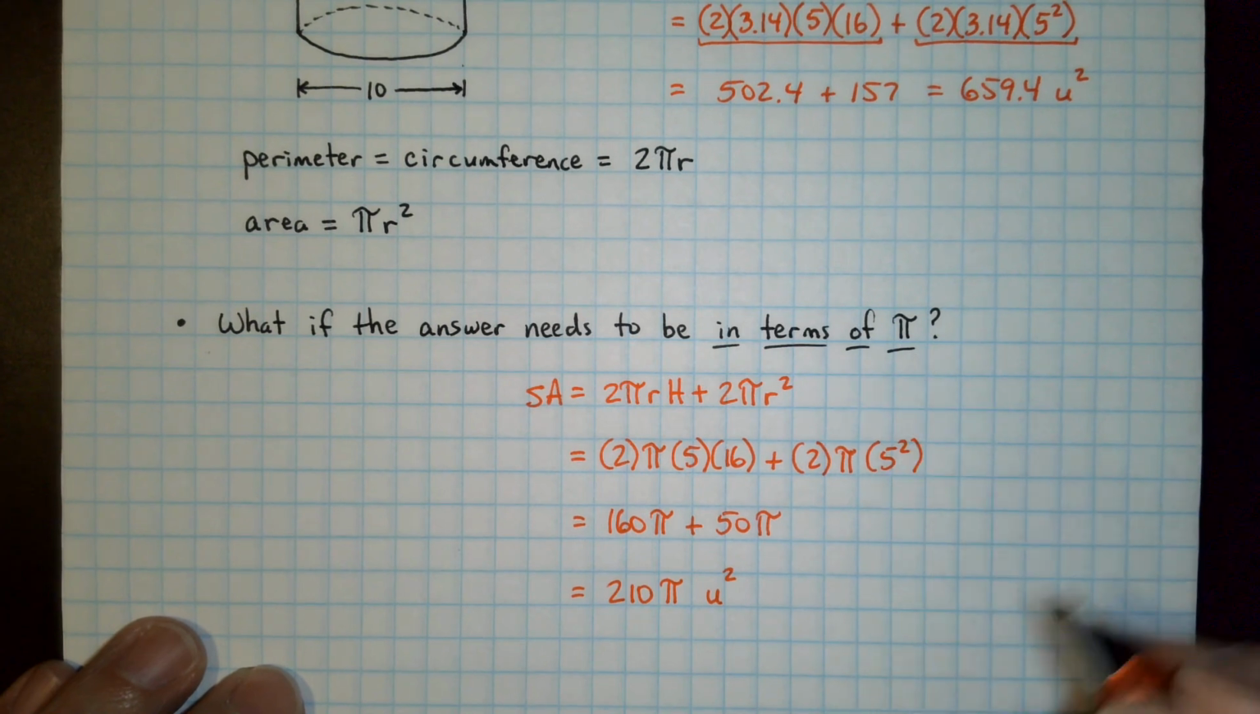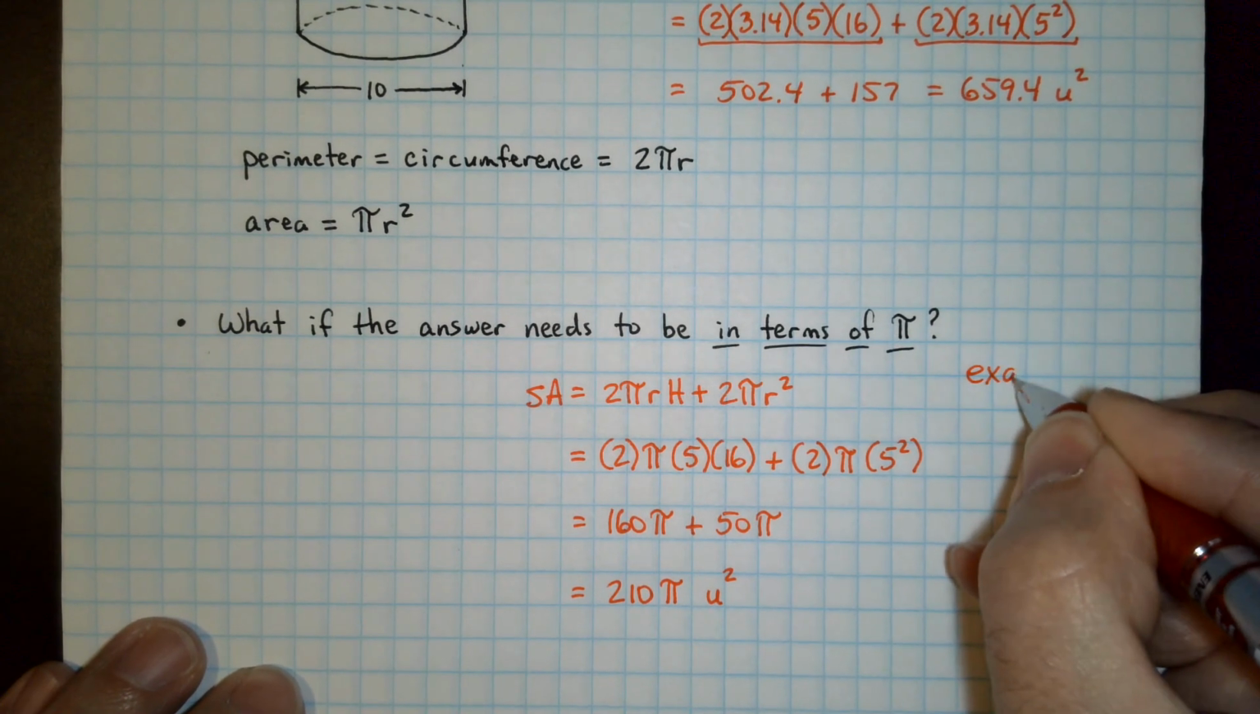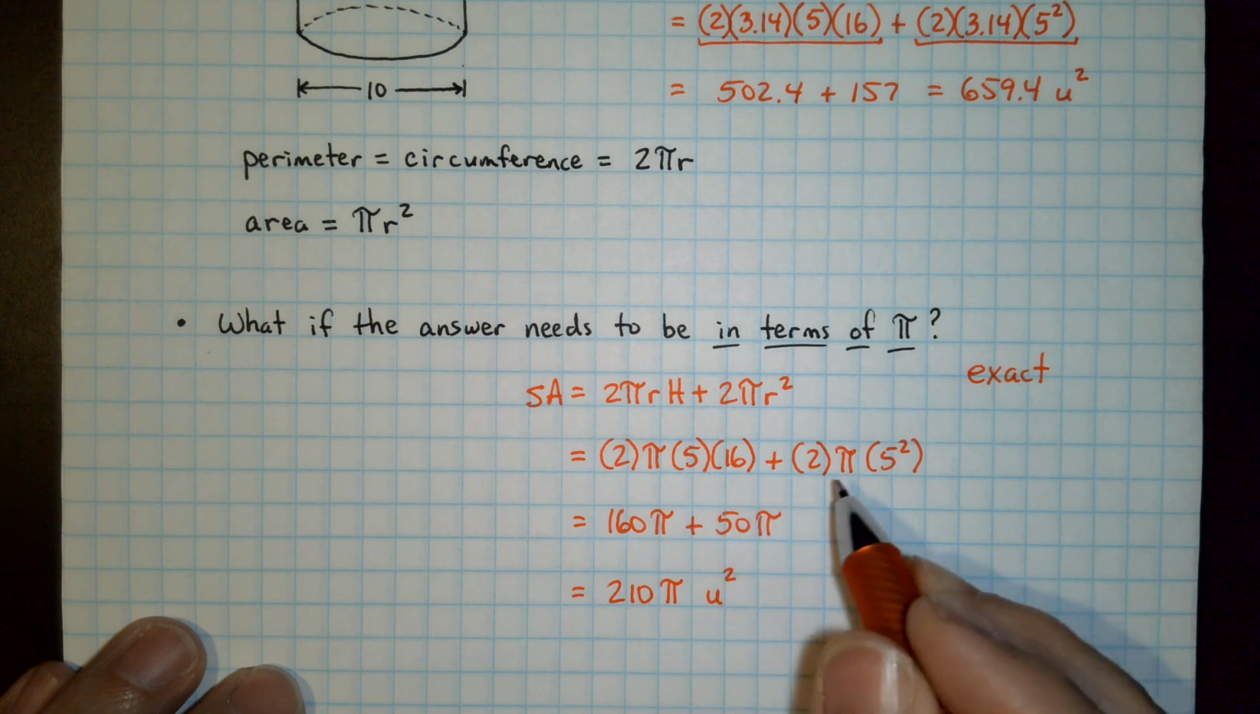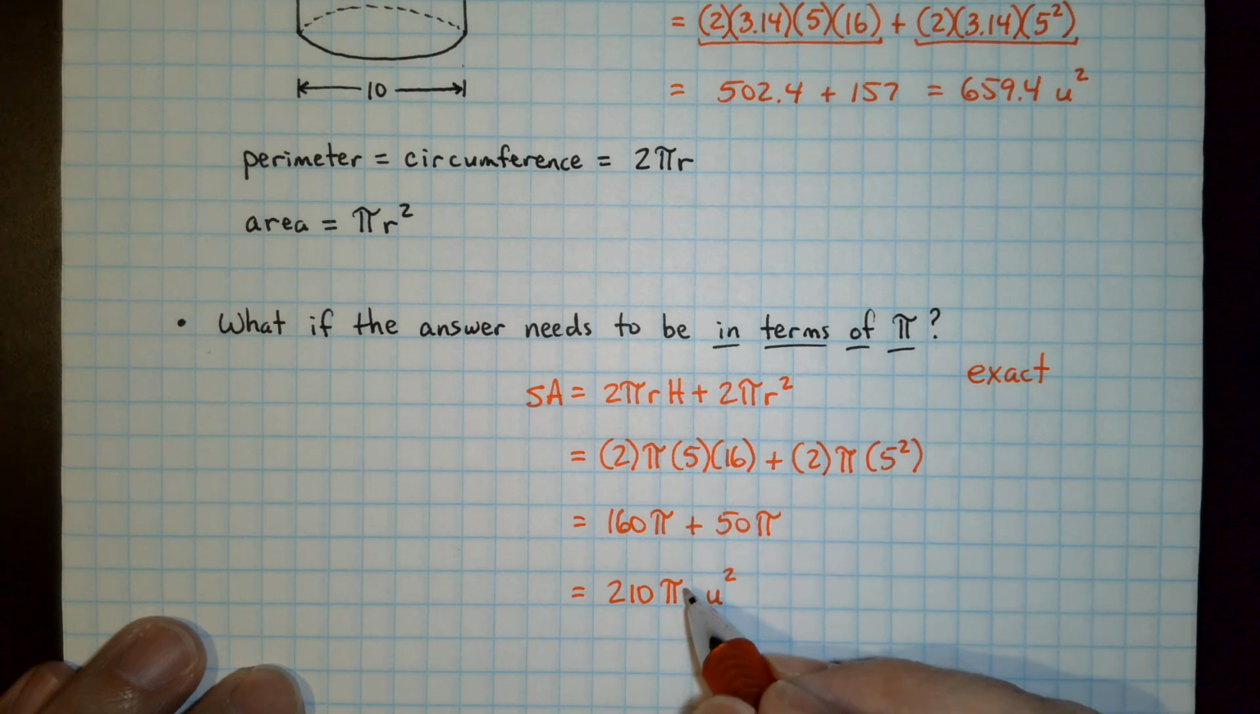Now sometimes this is referred to as exact. Now it doesn't mean that these digits here won't ever need to be rounded. It depends on what the other values are. But what it means is we're using the exact value of pi, whatever that may be. We're not using an approximated value.